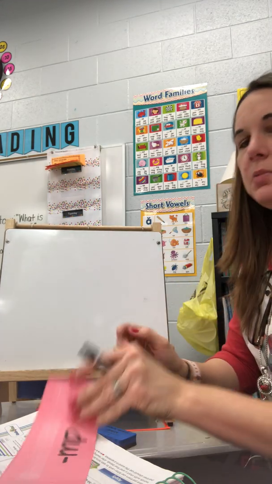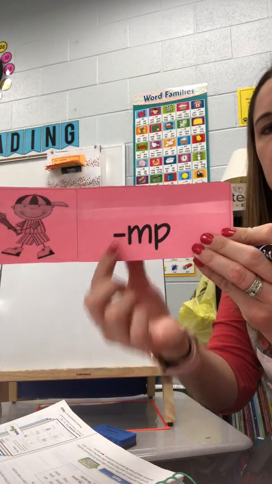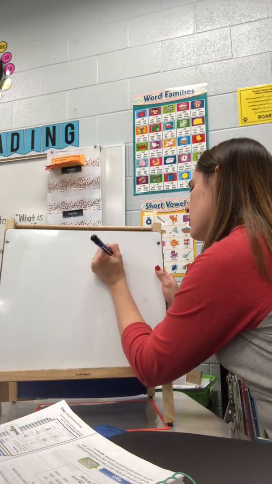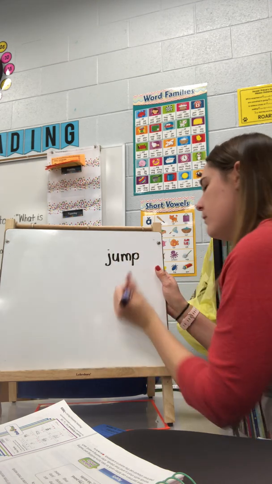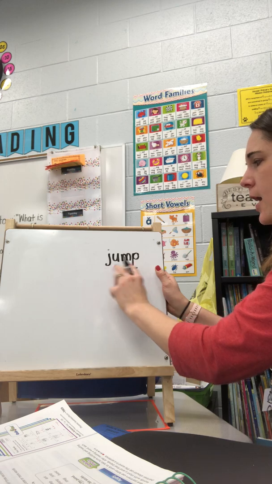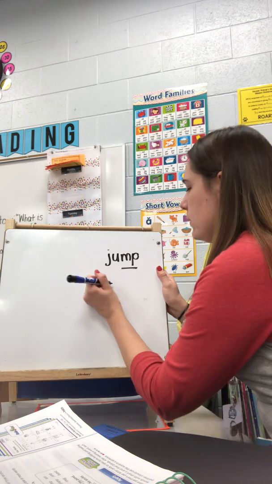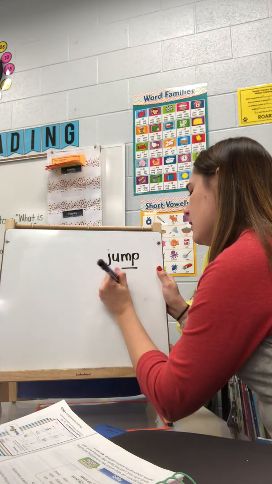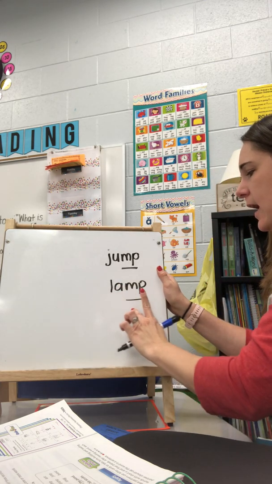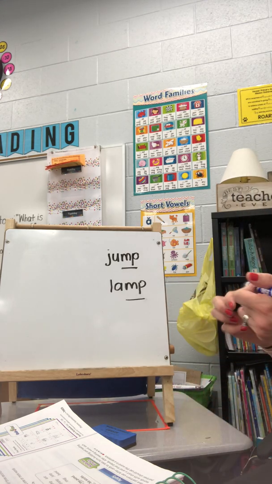And then our last ending blend that we're going to mention is MP, and that makes the sound mp. I'm thinking of the word jump. Hear that? Mp, jump. And then we could also say lamp. Lamp. Lamp has an ending blend.